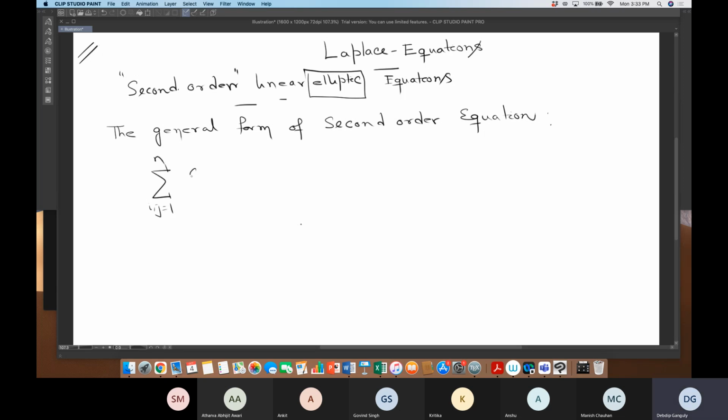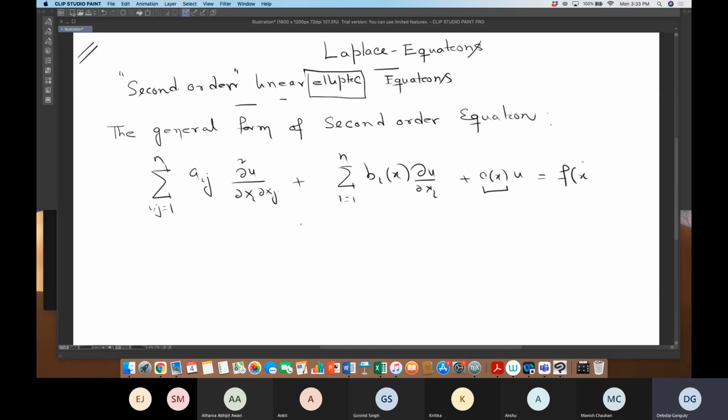Sum over i, j from 1 to n, I will come to that, of Aij times del squared u by del xi del xj. This is the second order derivative involved, plus the lower order term, sum over i equal to 1 to n of bi times del u by del xi, plus c(x), a function, times u, a function, equal to f(x). This is known as the second order equation. This is the general form of a second order equation.